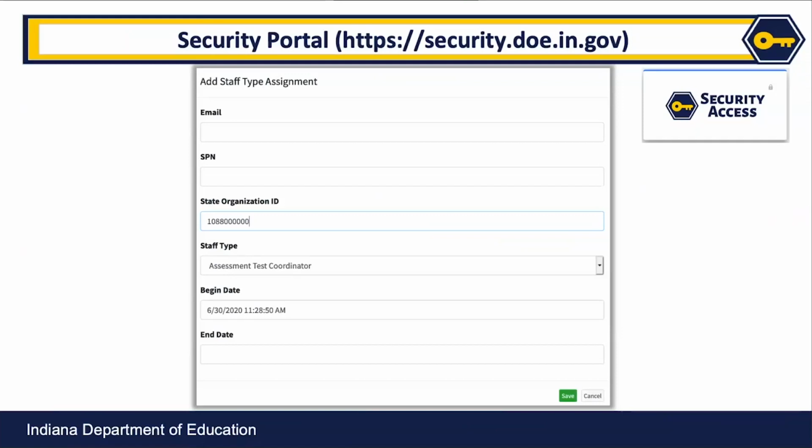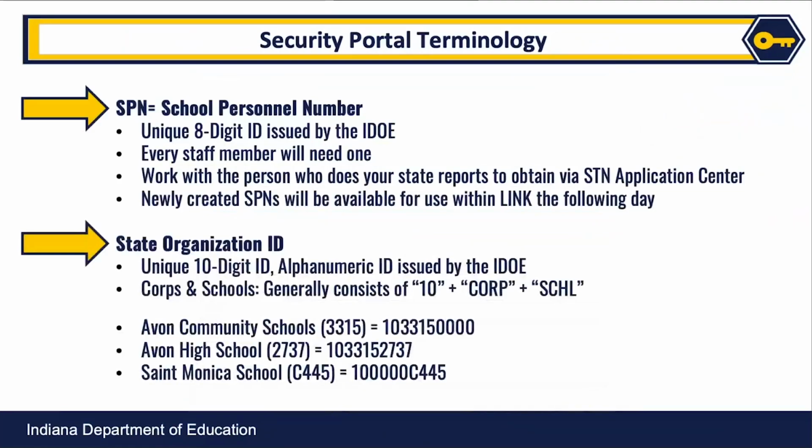Begin date. Enter either today's date or the contract begin date. If you enter a future date, the staff type will not be active until that time. End date. Enter this if you know the date the access for an employee should end, such as a contract end date. Otherwise, I recommend to leave this field blank.